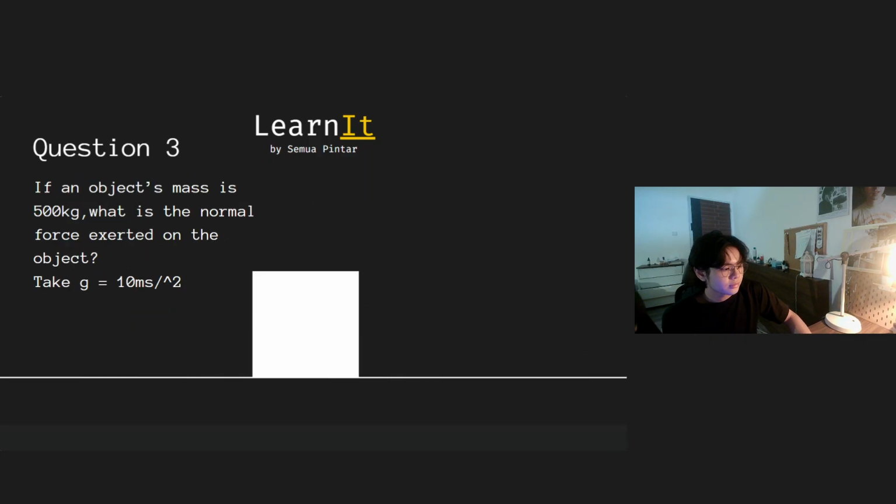So let's go on. Last question. If an object's mass is 500 kilograms, what is the normal force exerted on the object? Well, pretty simple. I think we did basically the same thing before, but since this is applying weight, so weight force. Actually, another thing I should explain is that weight in physics is equal to the force that an object is applying to the ground, basically.